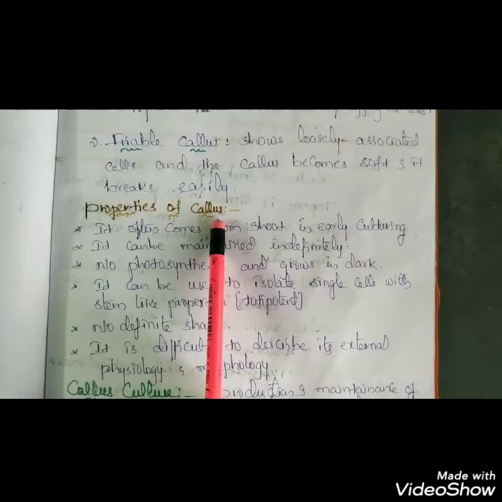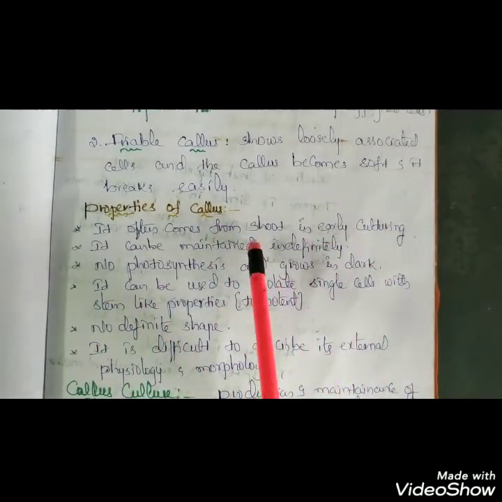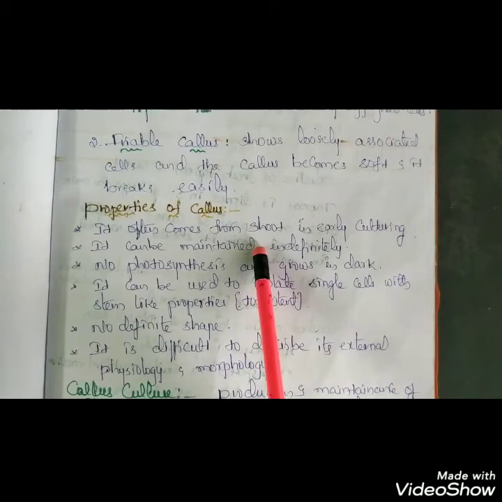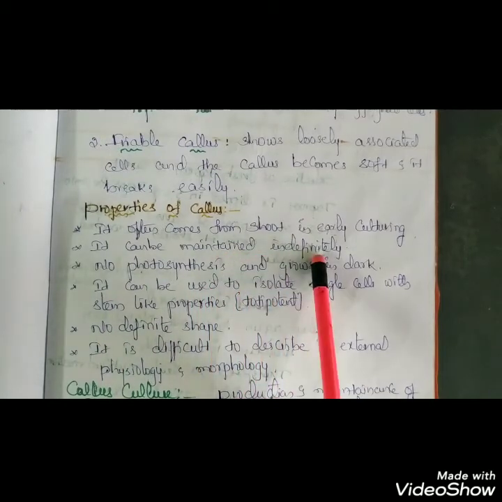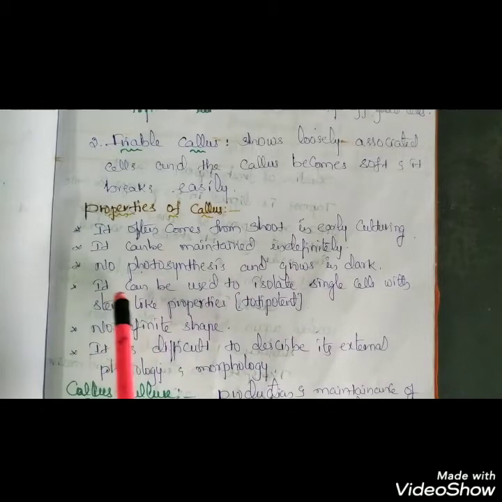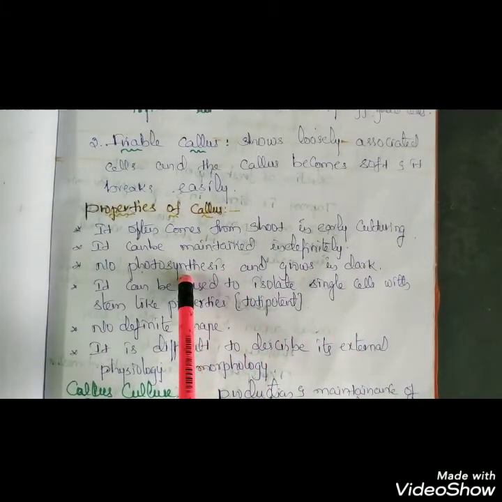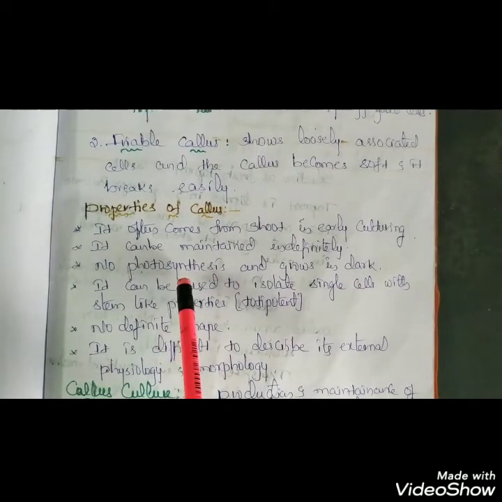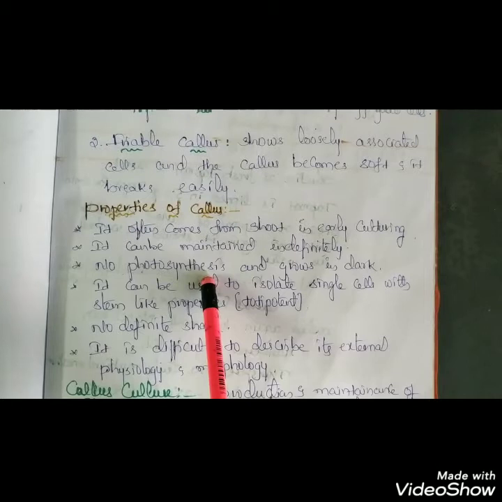Next, properties of callus. Callus often comes from shoot in early culturing. We can get callus culture very early from shoots. Second one, it can be maintained indefinitely. We can maintain the callus cultures for longer periods of time. Third one, no photosynthesis and grows in dark. As callus cultures are carried out under dark conditions, there will not be any photosynthesis process taking place as it requires light, which is not provided in callus cultures.